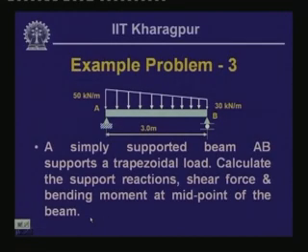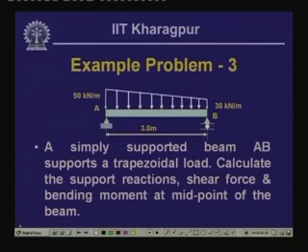Well, let us look into another example problem. Now, here the load is varying linearly, but as we had seen earlier, it is in the form of a trapezium. Here we have 30 kilonewton per meter as the load, and here we have a load of 50 kilonewton per meter, and the length of the beam is 3 meters.